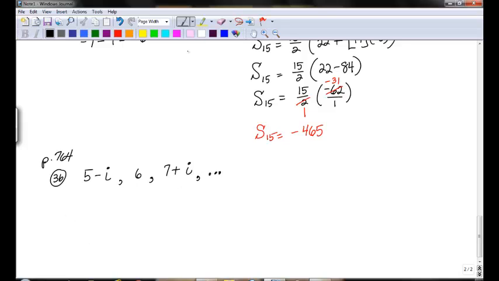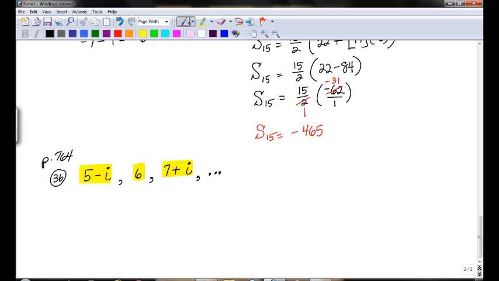If you need to separate them, here's one, here's another one, or put parentheses around them if you need to. There are 3 terms there. You have to look at these carefully to see where the commas are, so that you don't think 5 is a term and negative i is a term. 5 minus i is the first term.